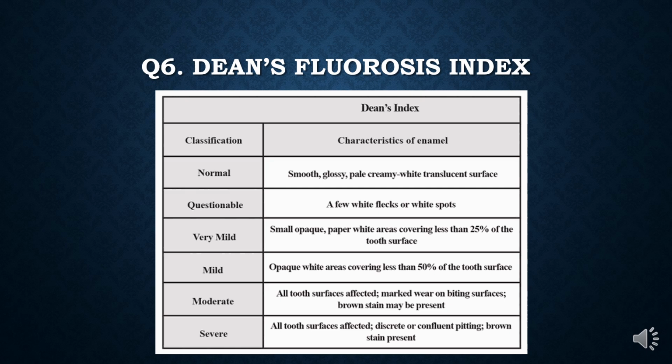Moderate fluorosis involves all tooth surfaces, and there is marked wear on biting surfaces and brown stain may be present. And in severe fluorosis also all tooth surfaces are affected. There is discrete or confluent pitting and brown stain is present.